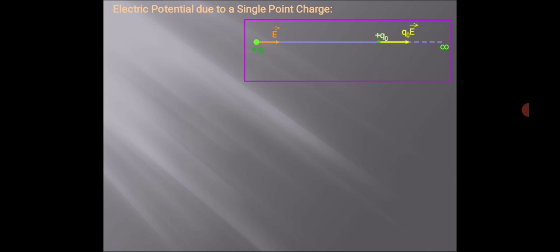So this is the test charge, and Q naught E is the force on the test charge. At point P the charge is placed, and it is at a distance x from the source charge. So from P to Q if we move the charge, and then Q to B if we move the charge, we have to do the work against the electrostatic repulsion exerted by the positive charge plus Q, or we can say source charge. And let us consider the point B is situated at a distance r from plus Q.